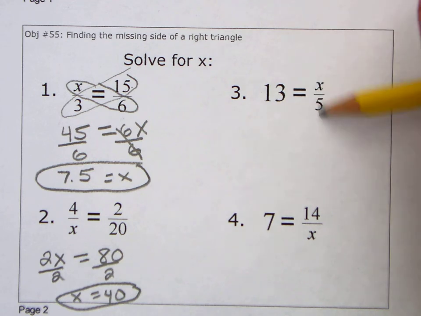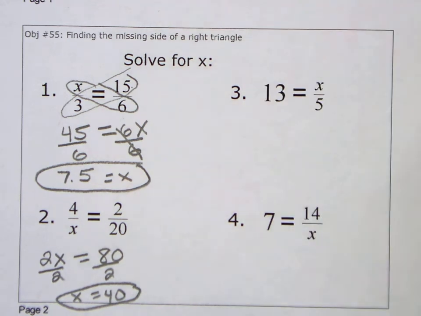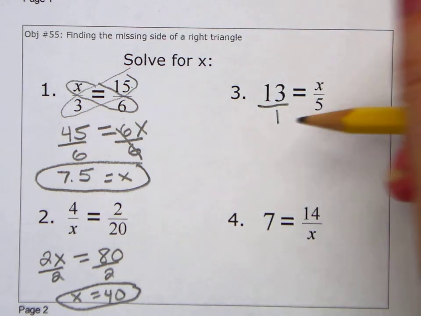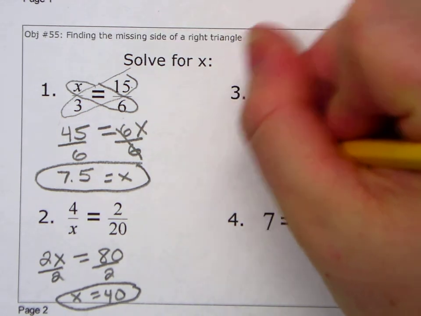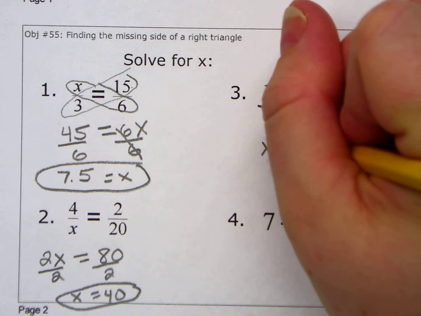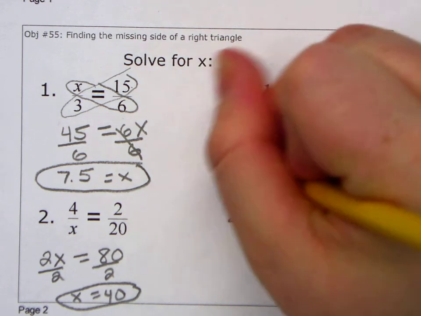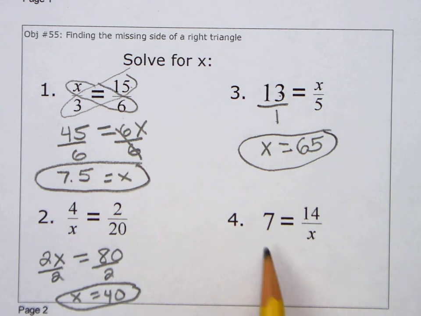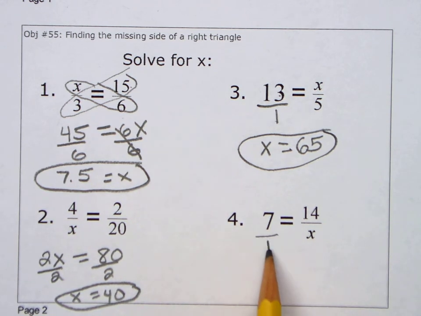How about number 3? If you have a fraction equaling a whole number, the easy way to do it for a lot of students is to put it over 1. 1 times x is x. 5 times 13 is 65. And you're done. Last one, number 4. This is the hard one, if you consider this difficult. Again, put it over 1, cross multiply. 7x equals 14. Divide by 7, x equals 2.